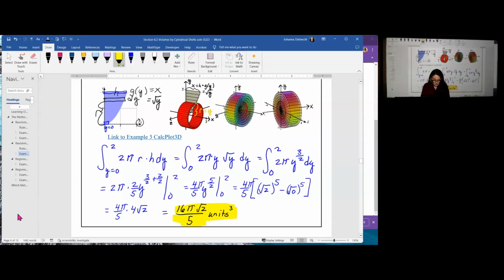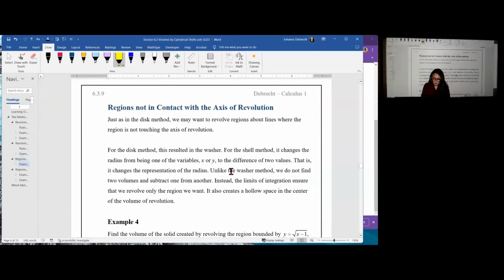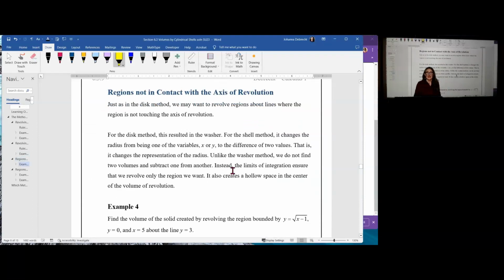Let's now go ahead and talk about integrating when we have regions that do not contact the axis of revolution, but this time for horizontal axes of revolution. Again, we're going to see that unlike the washer method, where we had to do an outer volume minus an inner volume, the shell method takes care of that cavity with the setup of the limits of integration and the representation for the radius and the height. In other words, it's sort of built in to the shell method.